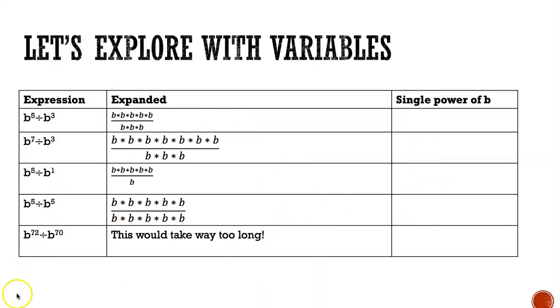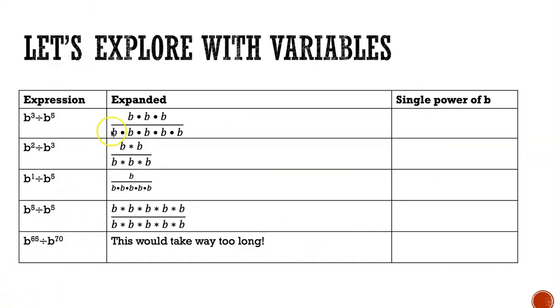Okay, let's take a look at another situation. In this situation, we have fewer variables in the numerator than in the denominator. So let's see what's going to happen. B divided by B is 1. B divided by B is 1. So in the numerator, we are left with 1. And then in the denominator, we are left with B squared.